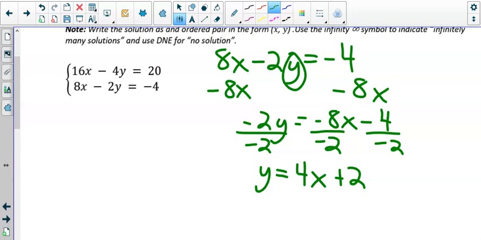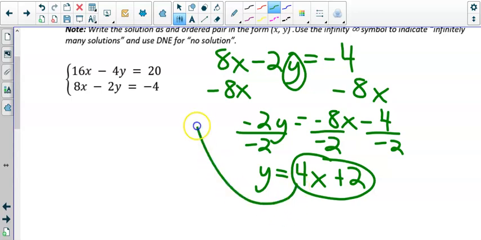Now we can do some substitution. So we're going to take this 4X plus 2 and do what with it? Plug it into the first equation. For who? Okay, so the first equation, but who's it going in for? Is it going in for X or is it going in for Y? It's going in for Y because that's what we know.